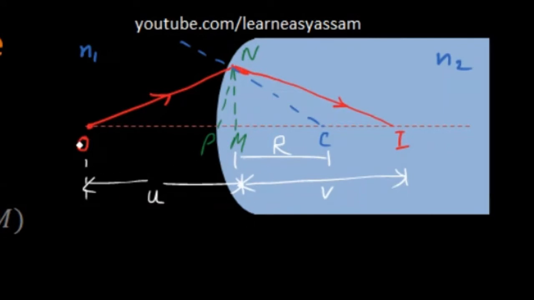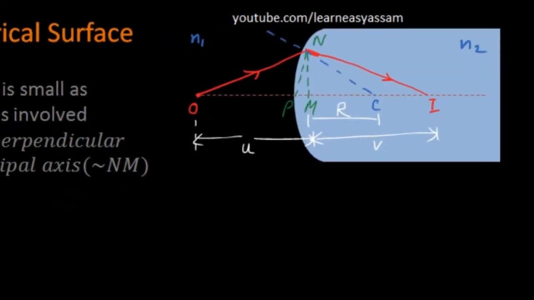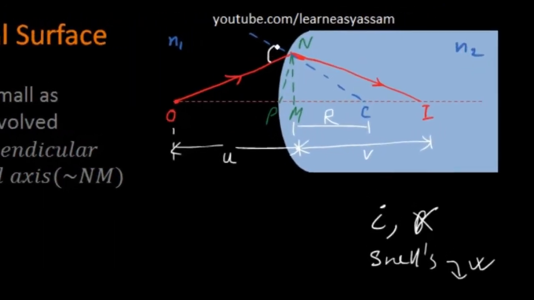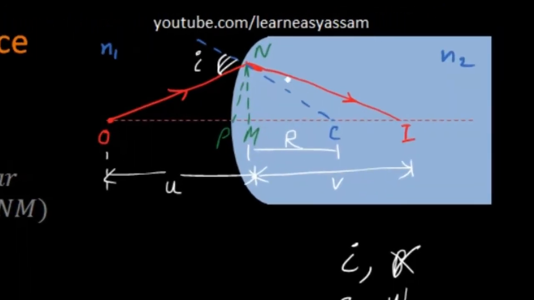In order to find the relation for refraction at a spherical surface, we need to find the angle of incidence and the angle of refraction r, and we have to use Snell's law so that we will get the final relation. So first our work is to find the angle of incidence and angle of refraction. This is the angle of incidence, and this is the angle of refraction. We have to consider first the triangle NOM.